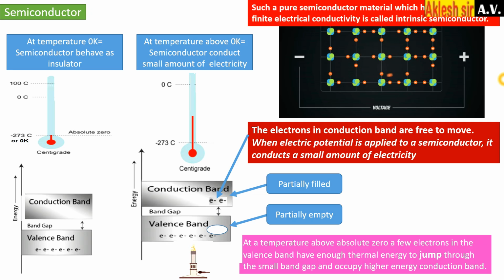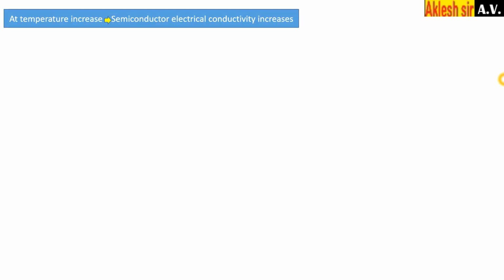Such a pure semiconductor material which has very low but finite electrical conductivity is known as an intrinsic semiconductor. Such a semiconductor has a very low conductivity, behaving slightly like a conductor because of the very few electrons present in the conduction band. Such a semiconductor is known as an intrinsic semiconductor. So you can make a conclusion that as the temperature increases, the semiconductor's electrical conductivity increases.